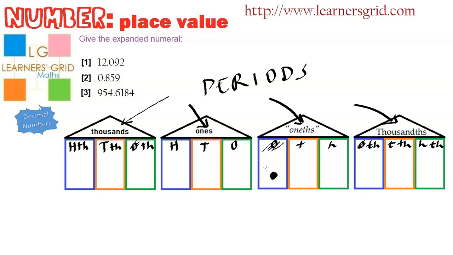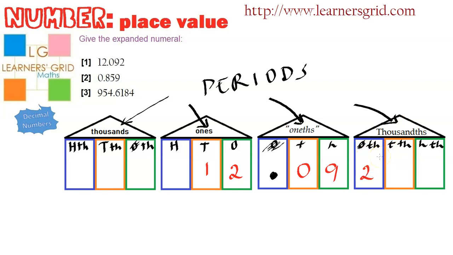And now, when I put the digits in, it starts to make a little bit of sense. So the 12, the 2 is in the ones, and the 1 is in the tens. The 0 is in the tenths. The 9 is in the hundredths. And the 2 is in the thousandths column.